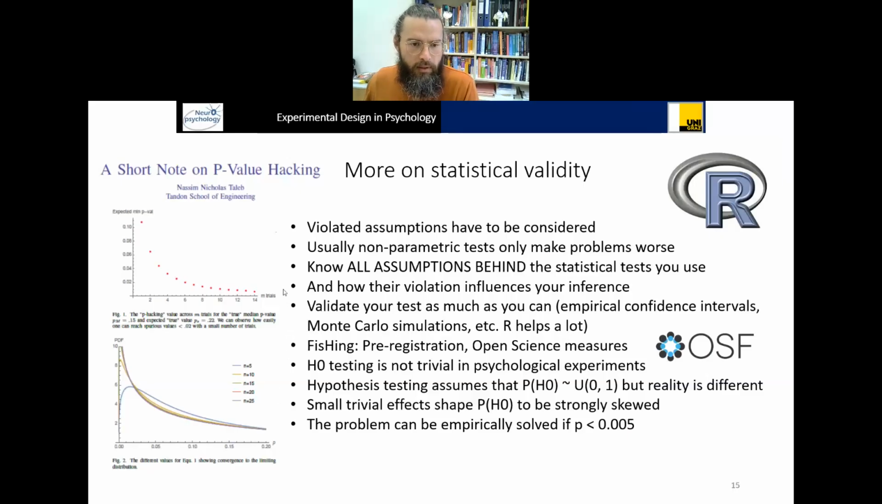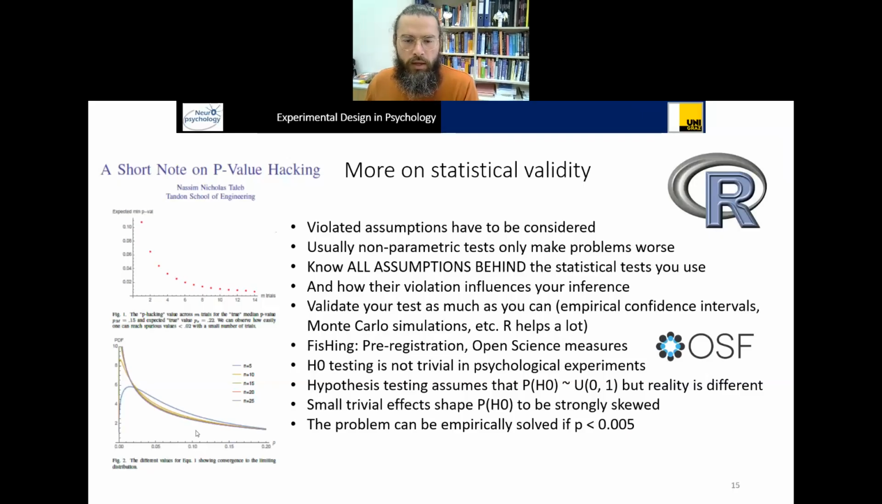real data differ from what we actually expect under the validity of the null hypothesis. The testing of the null hypothesis is never trivial in psychological experiments because there are all these psychosocial confounding effects, and they all can contribute to generate small differences between groups of participants.